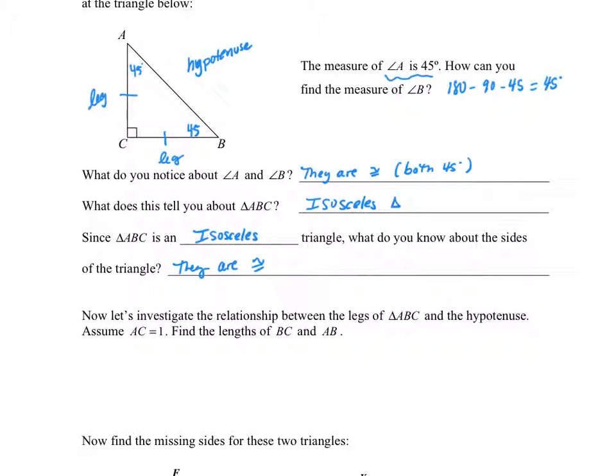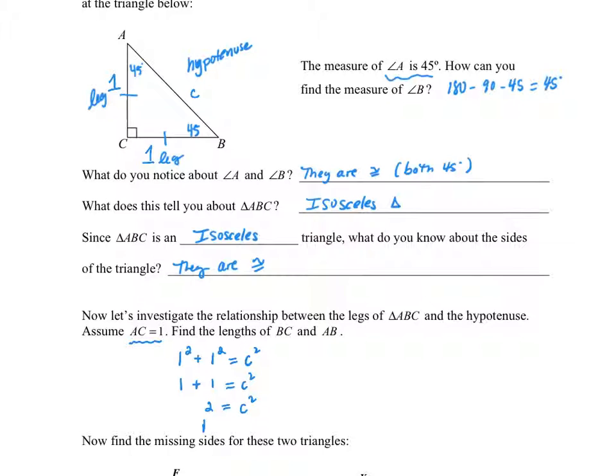So it says to assume that line segment AC is equal to 1. If AC is equal to 1, then we know that BC is equal to 1. And then we'll have to solve for C, the hypotenuse. So we're going to do 1 squared plus 1 squared and set it equal to C squared. 1 squared is equal to 1, so we'll end up with 1 plus 1 here, which is 2. And then we have C squared is equal to 2.